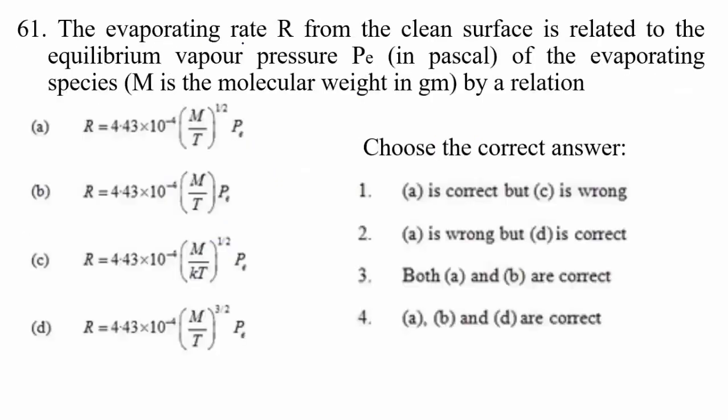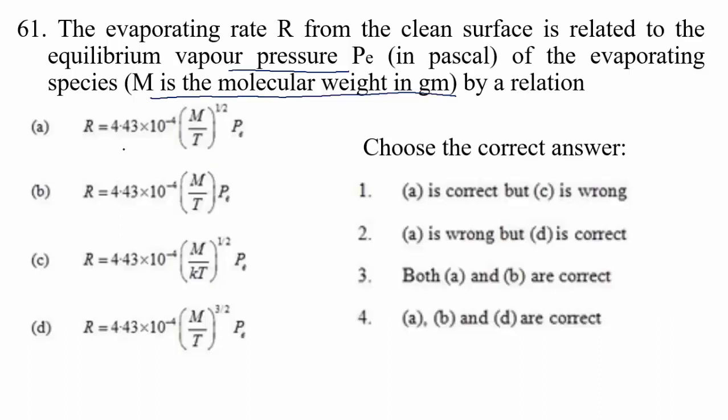61st question, the evaporating rate R from the clean surface is related to the equilibrium vapor pressure PE in Pascal of the evaporating species, where M is the molecular weight in gram, is derived by a relation they are asking.